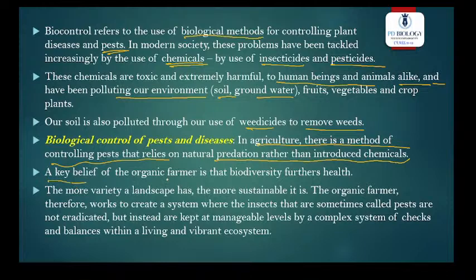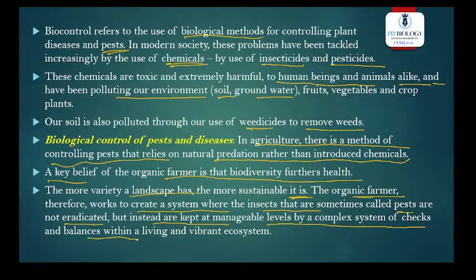A key belief of the organic farmer is that biodiversity builds stability. The more variety a landscape has, the more suitable it is. The organic farmer therefore works to create a system where the insects that are sometimes called pests are not eradicated, but instead are kept at a manageable level by a complex system of checks and balances within a living and vibrant ecosystem. So this is a very important part of our chapter.